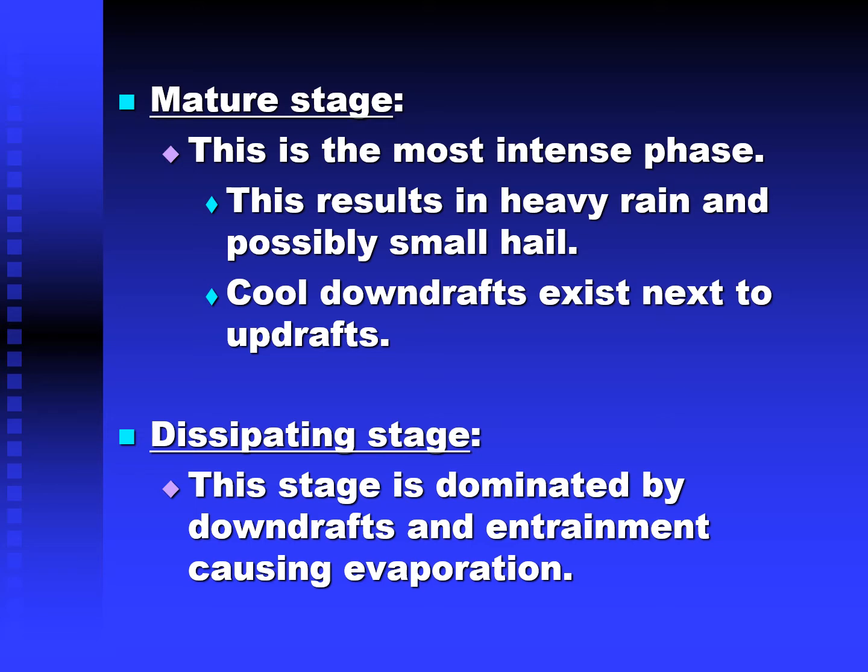Now the dissipating stage is where your thunderstorm starts to break apart. This stage is dominated by downdrafts and entrainment, causing evaporation. Remember that evaporation is absorbing latent heat, so you're taking heat out of that air mass, so it's not going to continue lifting. So it will not continue to keep up the thunderstorm mature stage. It'll start to dissipate.